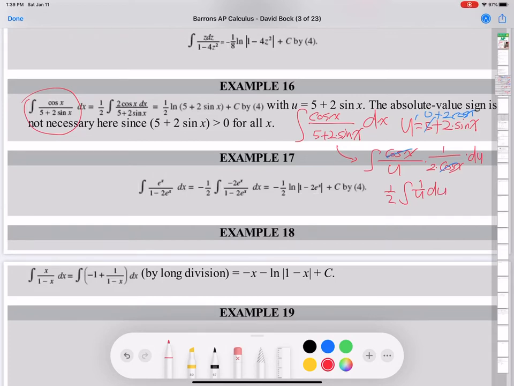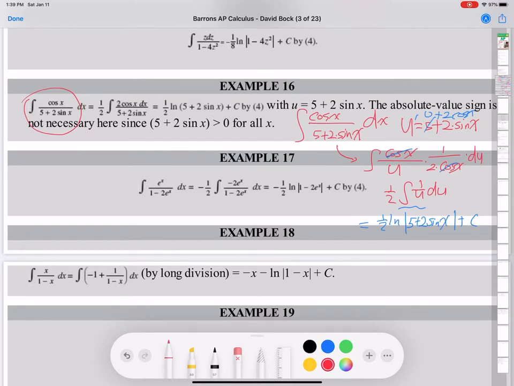Okay? And then what is the integral of 1 over u du? It is ln absolute value, right? So 1/2 ln absolute value of u plus c. And then what was u? U was 5 plus 2 sine x.